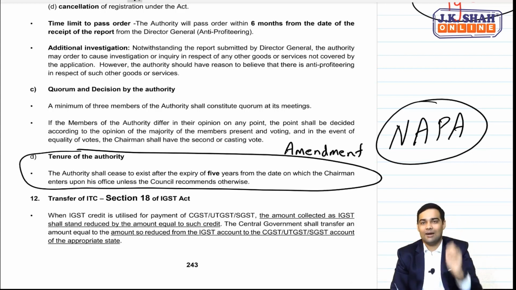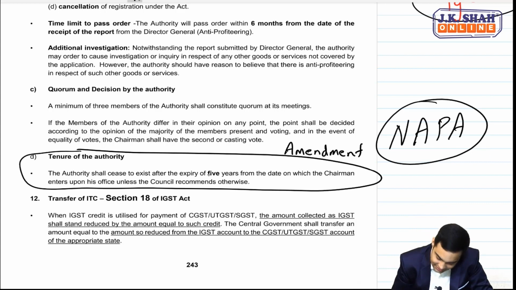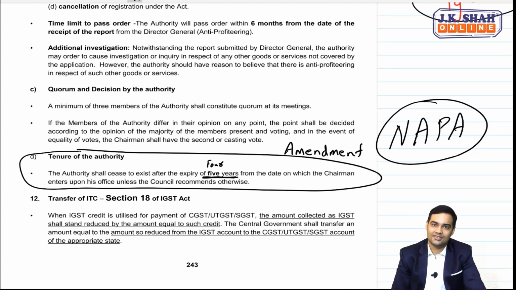Now, NAPA, the National Anti-Profiteering Authority, had a tenure of 4 years. This 4 years has now been made 5 years. So earlier it was 4, from the day it started. Now it has been extended to 5 years. Again, it will end in a few months, but for your exams, it will not be 4, it will be 5 years.